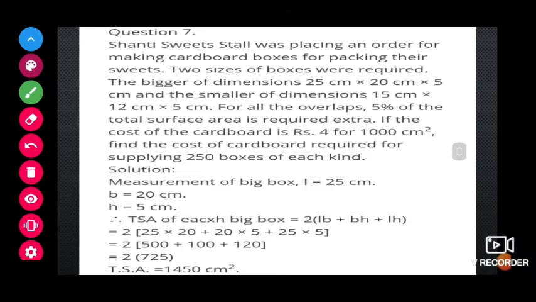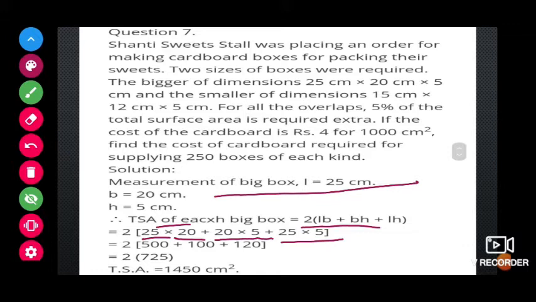So first we have to find the total surface area of the big box and the small box. Then they want 250 boxes of each. So how much area of paper is required for 250 boxes? Then we will find the cost based on the given rate. Okay, now first, children, we will find the total surface area for the big box. The formula is 2 into (LB plus BH plus LH). Now 2 into (25 into 20 plus 20 into 5 plus 25 into 5).